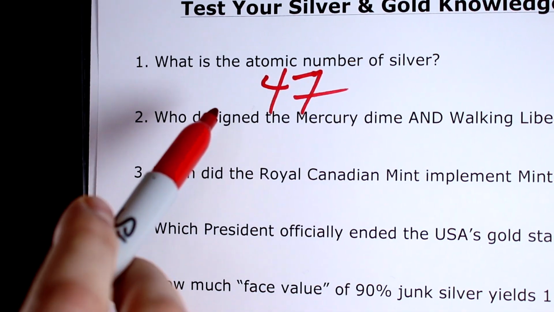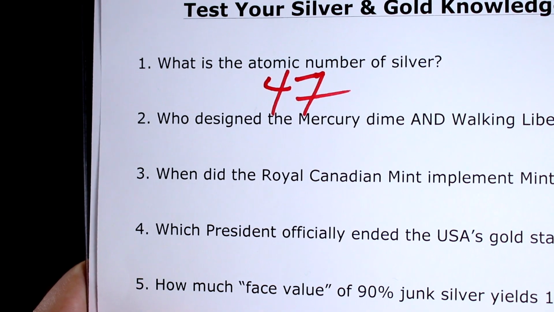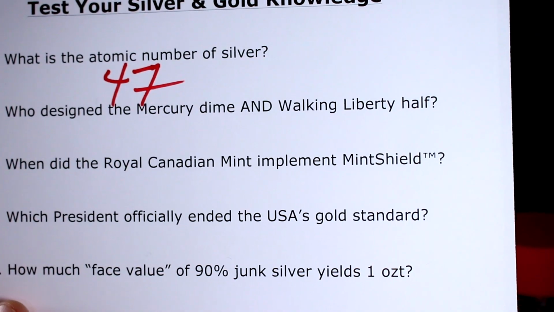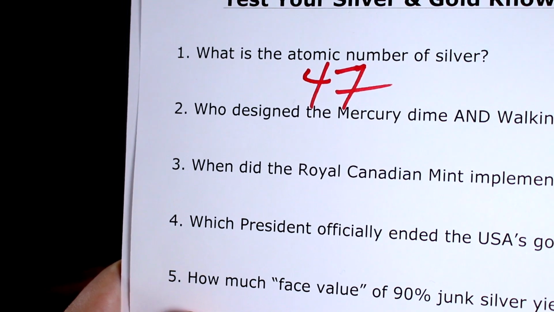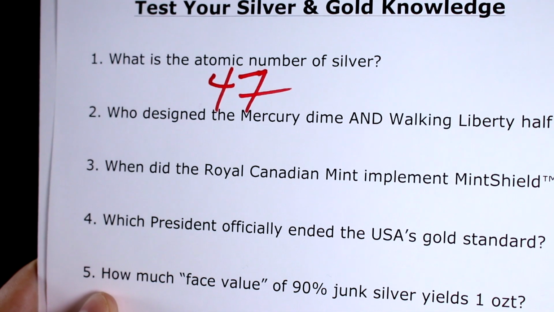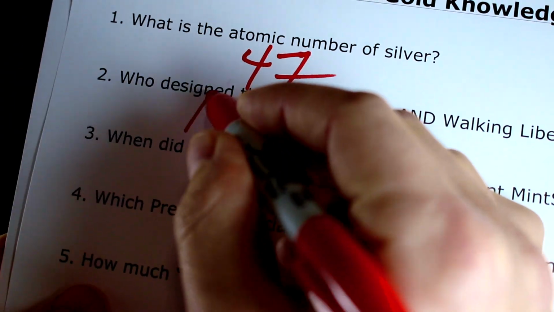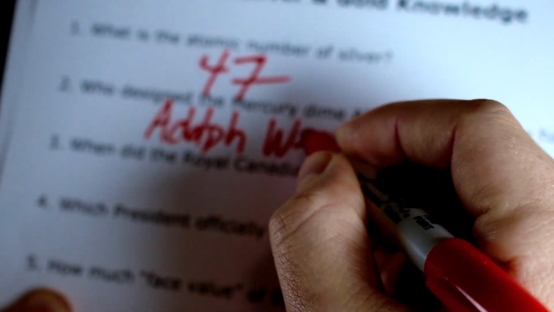Now, if you've ever wondered why someone like Silver Dragons uses this number 47, well, now you know. Who designed the Mercury dime and the Walking Liberty half? He was a sculptor, a famous sculptor at that. And honestly, if I had to choose, I would say that he's probably the best designer that the US Mint has ever had, in my humble opinion. That is a man with a fairly unfortunate name, Adolf Weinman.